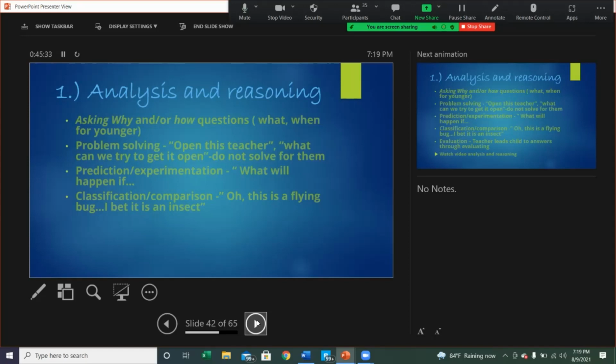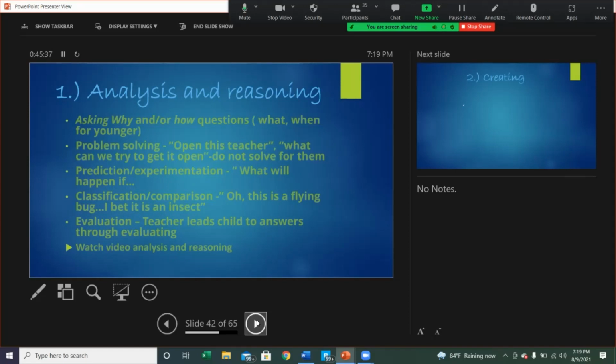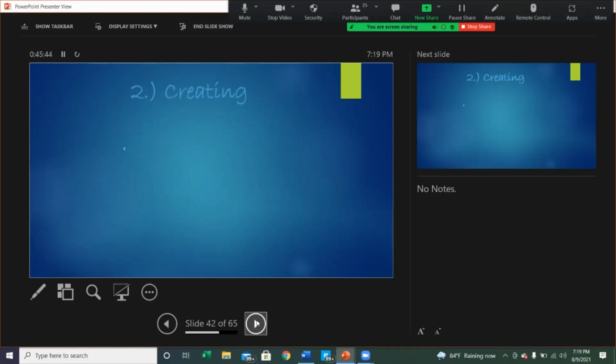and then, you know, comparing and classifying. We're going to go over this in depth later. Teacher leading child to answers rather than giving them the answers.